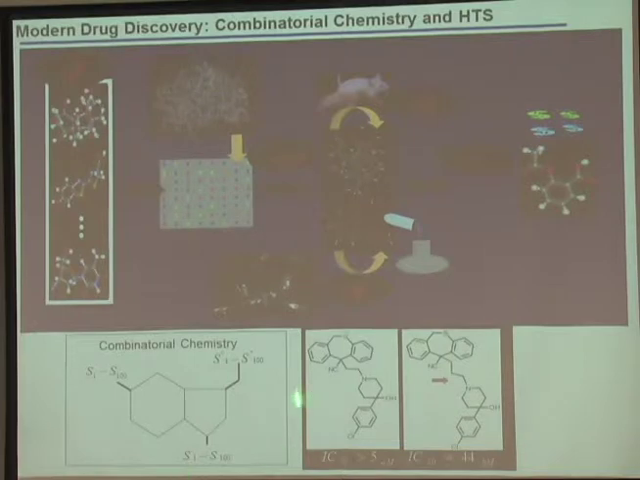So the idea is as follows. You take a particular molecule which has some attachment points. So let's say that you have this molecule which has these 3 attachment points. And let's say you have 100 fragments, pieces of molecules, which you can attach at any of these 3 points. Right? So combinatorially, you can have 1 million different molecules. So any of the 100 here, any of the 100 here, any of the 100 here.